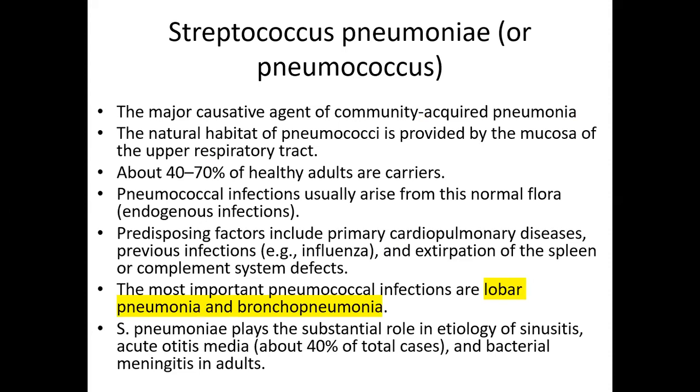Streptococcus pneumoniae, or pneumococcus, is the major causative agent of community acquired pneumonia. The natural habitat of pneumococci is provided by the mucosa of the upper respiratory tract. About 40-70% of healthy adults are carriers. Pneumococcal infection usually arises from this normal flora. Endogenous infection, not exogenous. Predisposing factors include primary cardiopulmonary disease, previous infection like viral infection, influenza, and extirpation of the spleen or complement system defects.